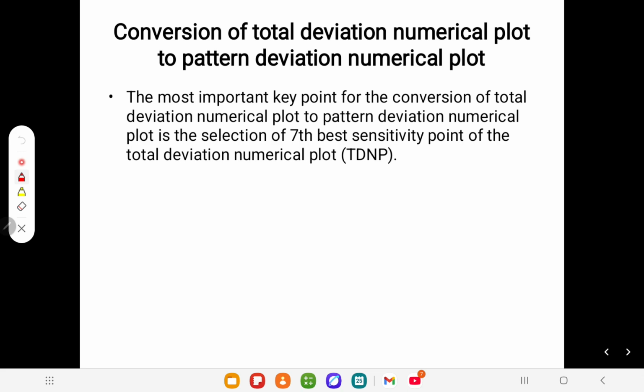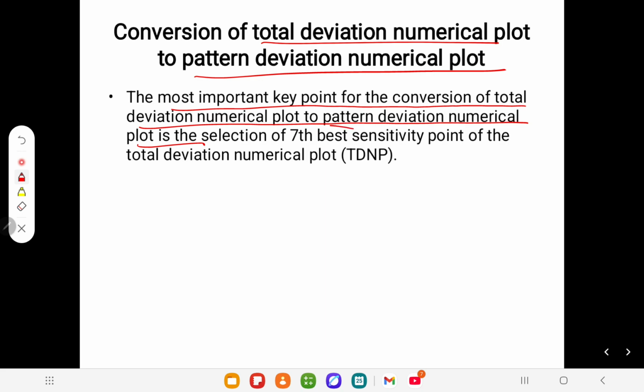Let it be. So how do we convert the total deviation numeric plot to the pattern deviation numeric plot? Okay, see, this is the main point. The most important key point for the conversion of the total deviation numeric plot to the pattern deviation numeric plot is to select, this is a very great point, the seventh best sensitive point in the total deviation numeric plot. Okay, and for that seventh best sensitive point, we'll make it 0.